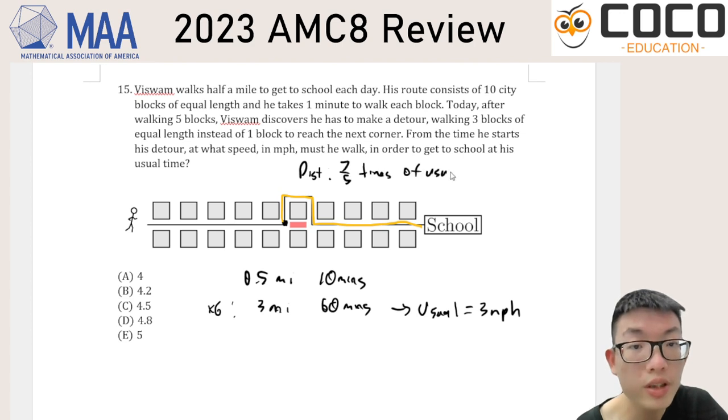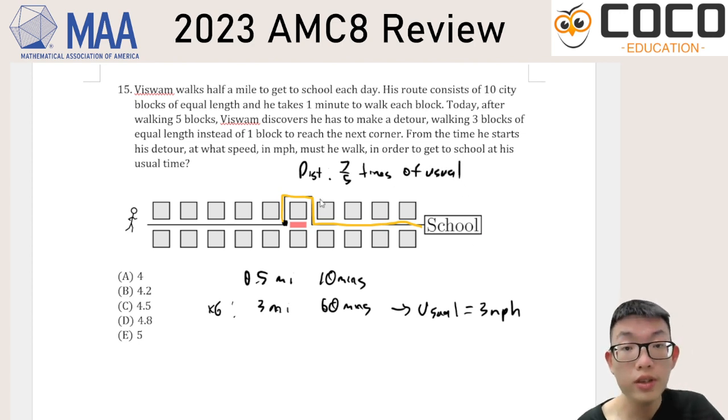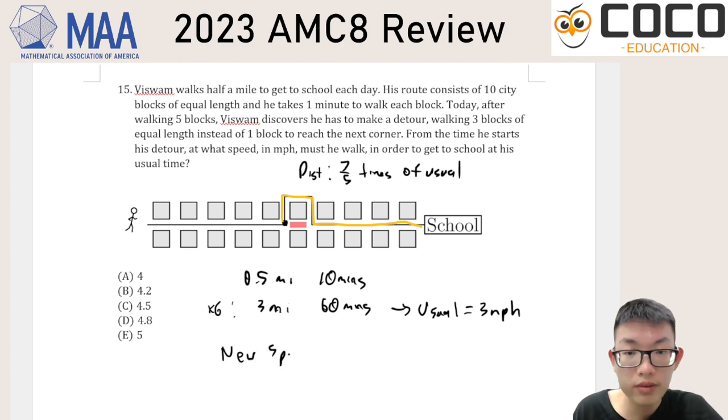So it's 7 over 5 times the usual, and so therefore his new speed should also be 7 over 5 times 3, which is 21 over 5, and that should be 4.2 miles per hour.